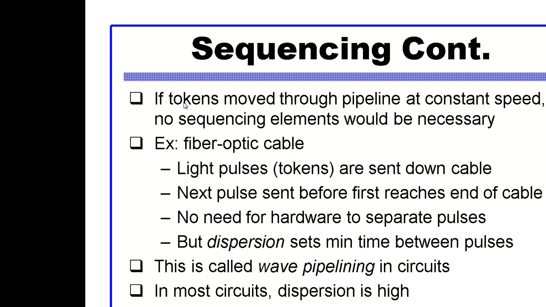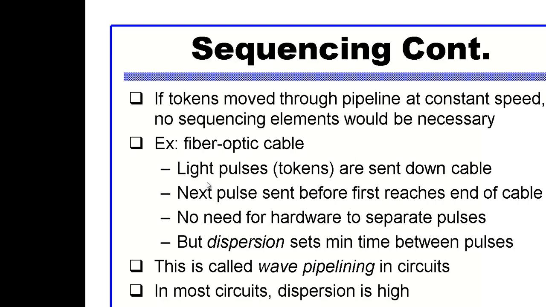Okay, so tokens move through the pipeline at a constant speed. It depends upon how many stages of pipelining you are using. That has to be decided by a design engineer based on how much sequencing is required, how much delay has to be introduced.